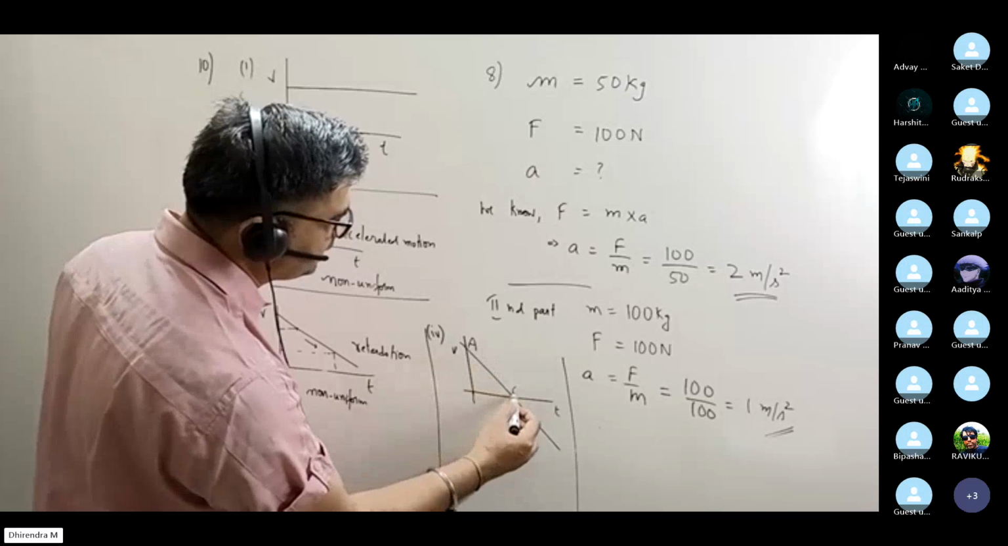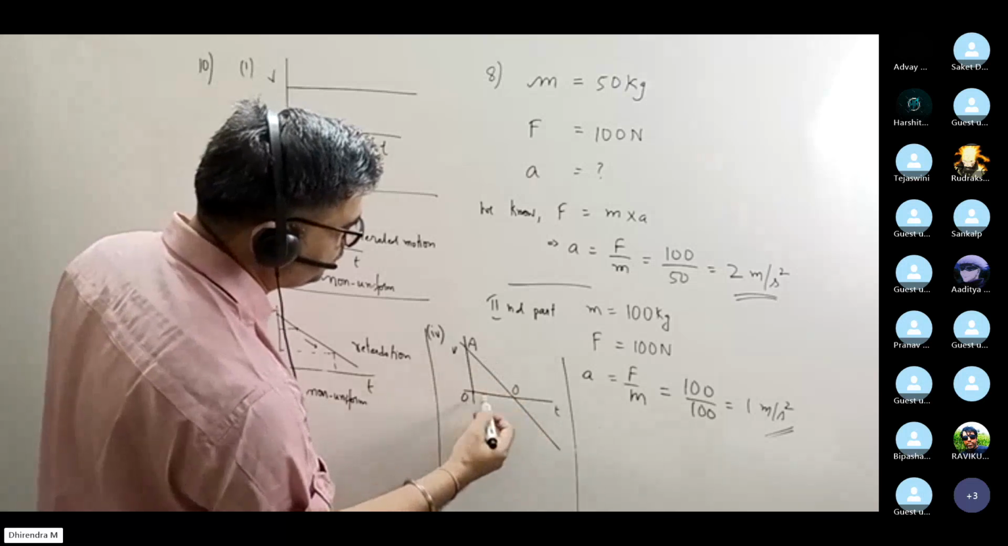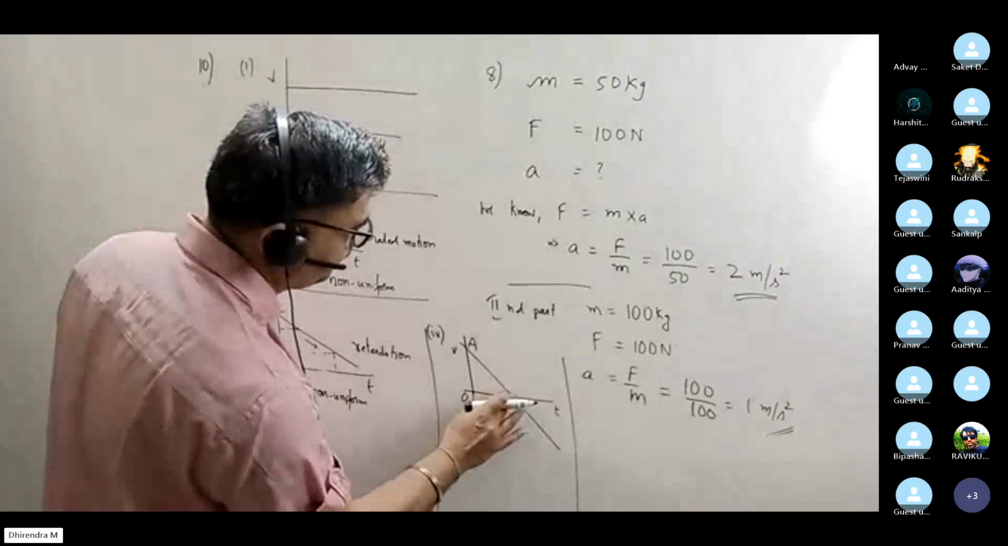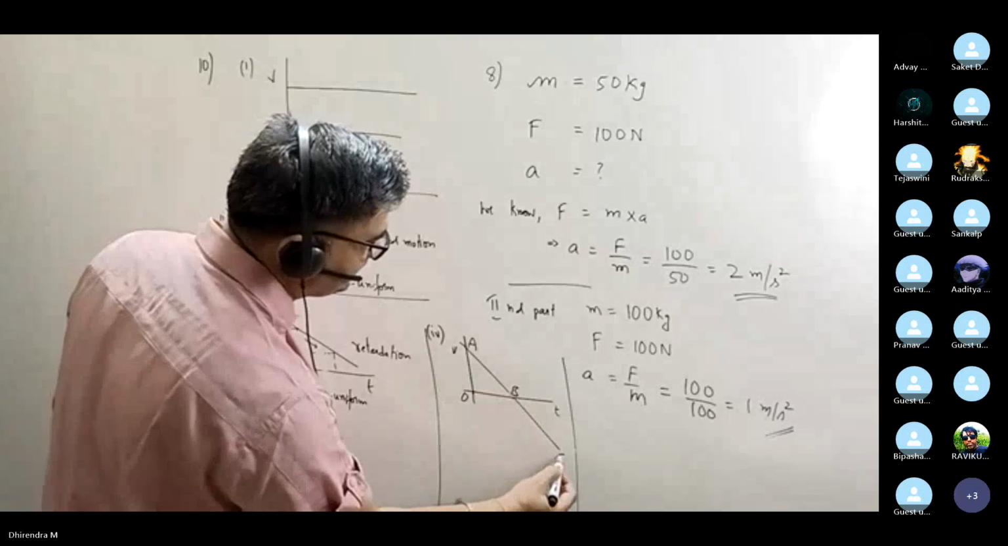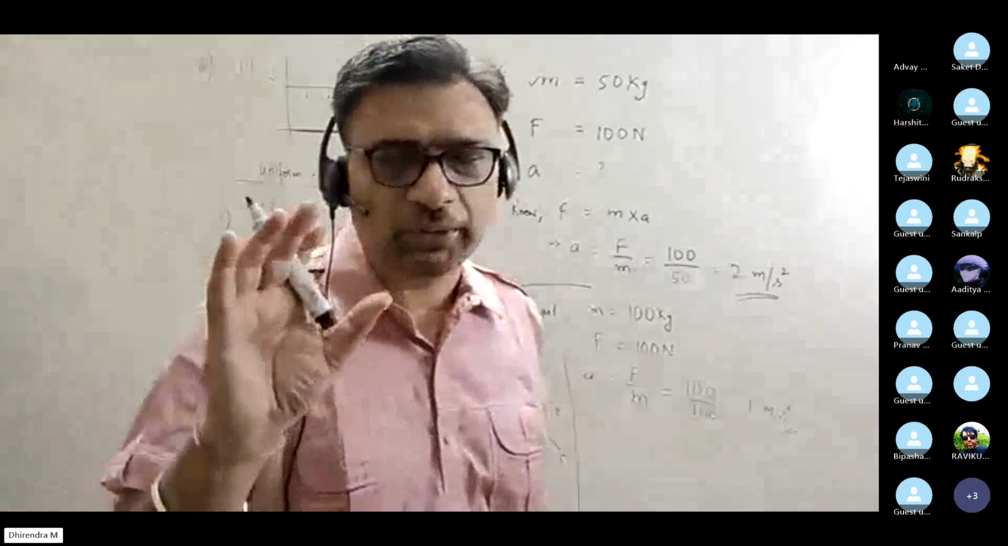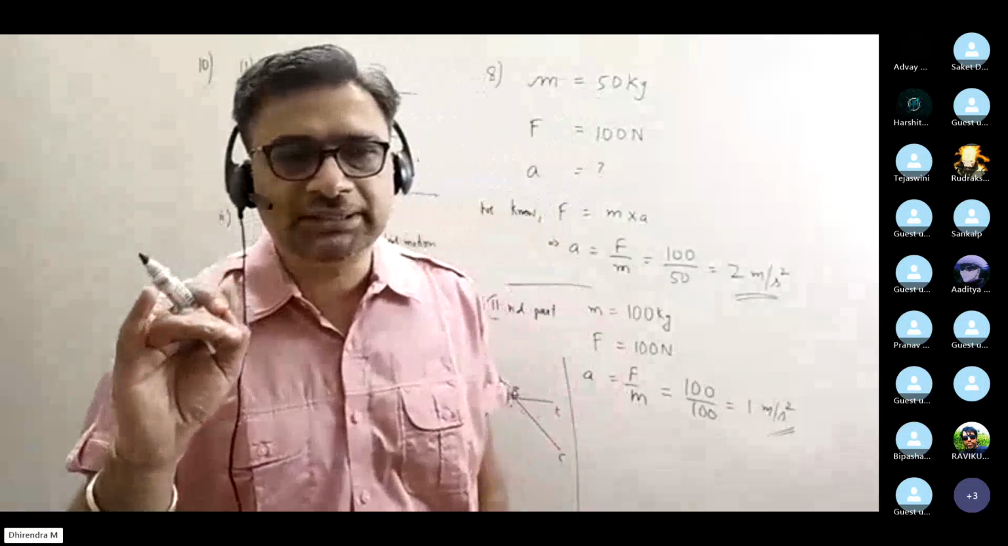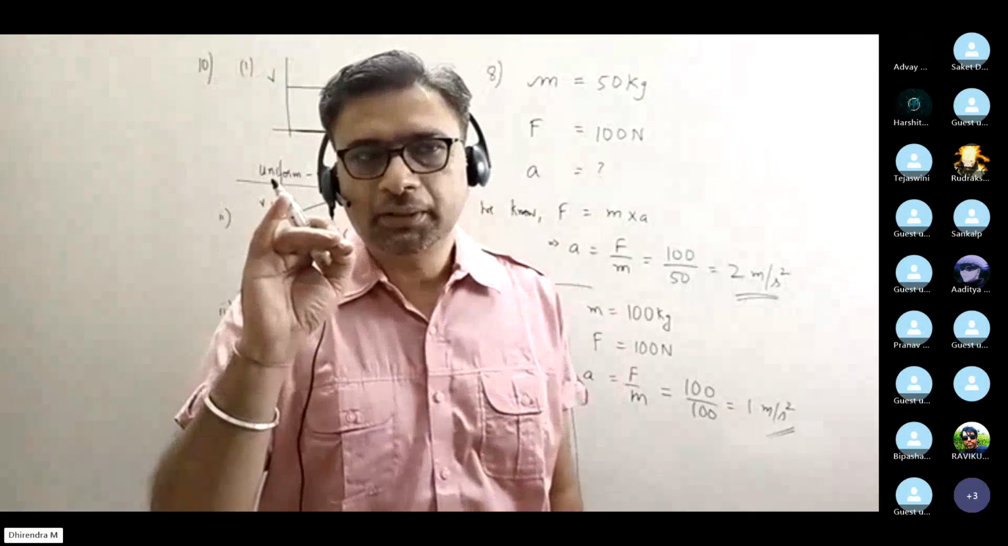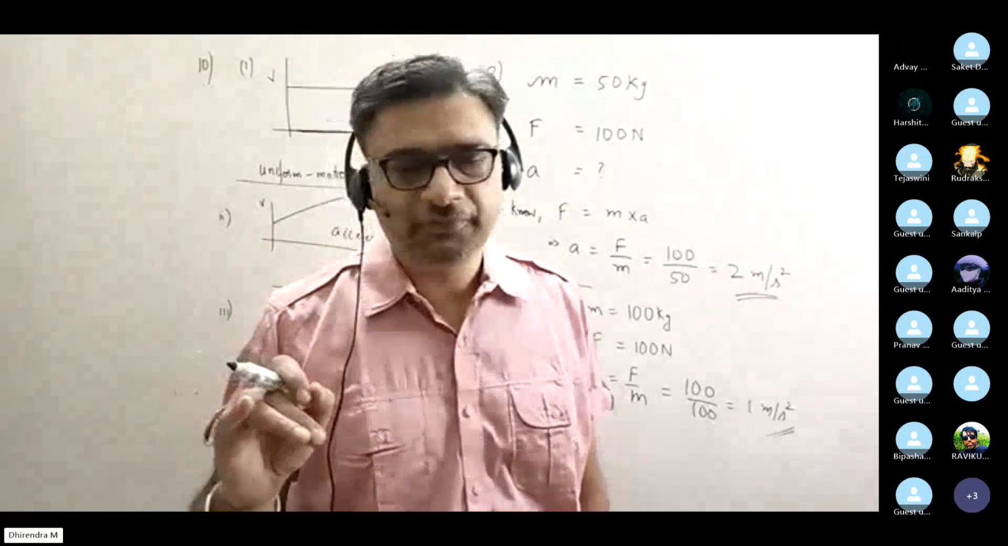Let me divide this graph into two parts. This is O. So let me call this B and C. In the part AB, just tell me only what I'm asking you. Is the velocity negative or positive?